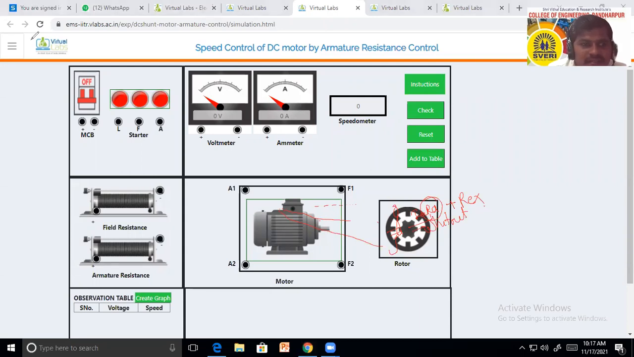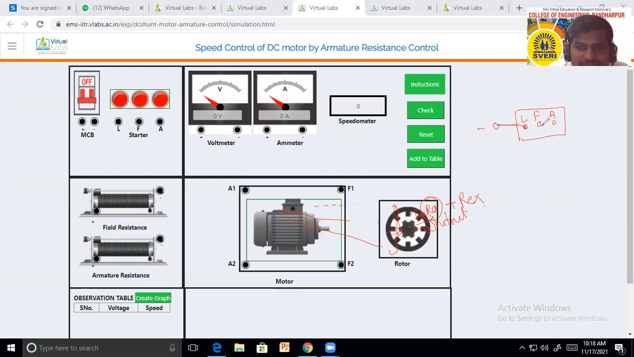Here this one is the one terminal, and here it is LFA. Here the notation LFA is given, L, F and A. So this is the 3-point starter. This terminal can be connected to L. Here we are representing the negative terminal.